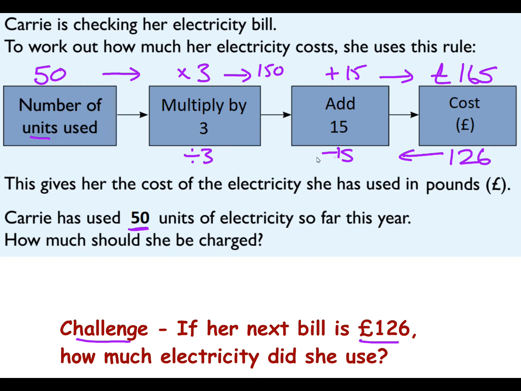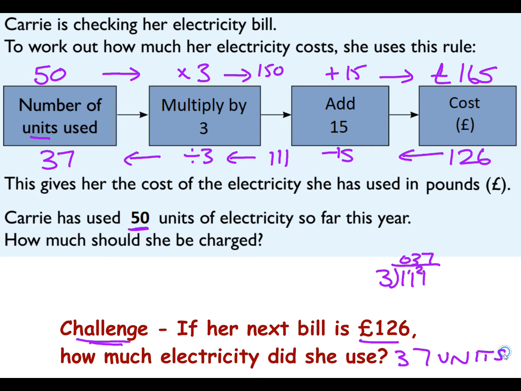So 126 take away 15 is 111. Then 111 divided by 3, well, I've got 111. I divide it by 3. 3 doesn't go into 1, carry the 1. 3 goes into 11, 3 times, 3 threes are 9, a remainder of 2. And 3 goes into 21, 7 times. So she used, on the challenge, 37 units. So can you see, if you're given something at the other end of a flow diagram, if you have to come back the other way, you reverse the function that's being carried out at each of the stages.